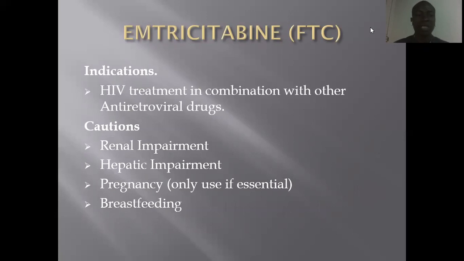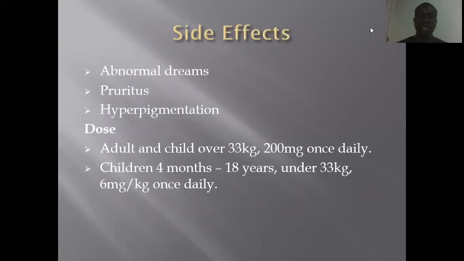Emtricitabine. Indication: in combination with other antiretroviral drugs. Caution: renal impairment, hepatic impairment, pregnancy, and also breastfeeding. Side effects: abnormal dreams, cellulitis, hyperpigmentation. Dose for adults and children over 33 kg, 200 milligrams once daily. Children between 4 months and 18 months, use 6 milligrams per kg once a day.